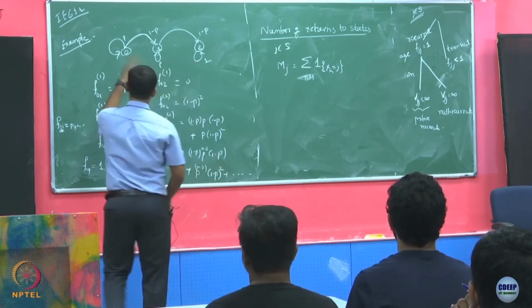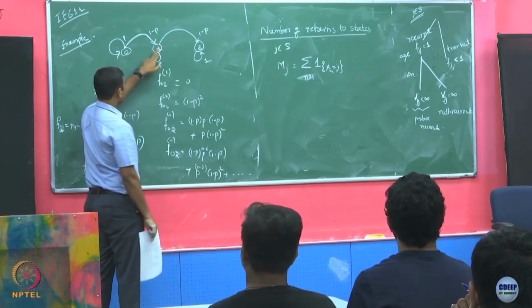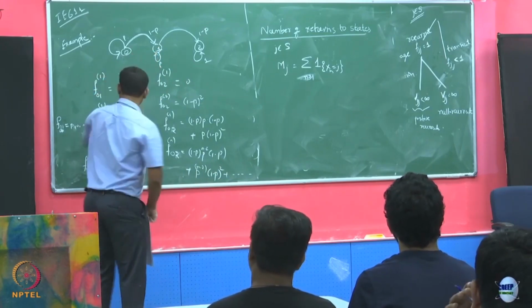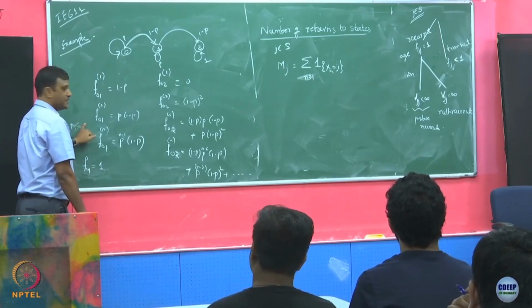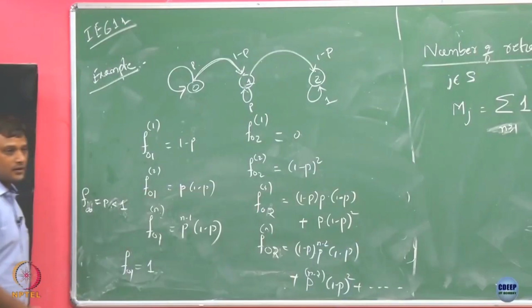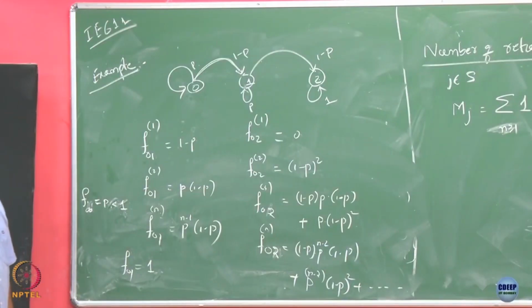You came back one time, but once you left it, there is no return to state 0, right? You are not going to come back to that again. So this is going to be simply P in this case. If P is less than 1, what is state 0? Transient, right? That is obvious.